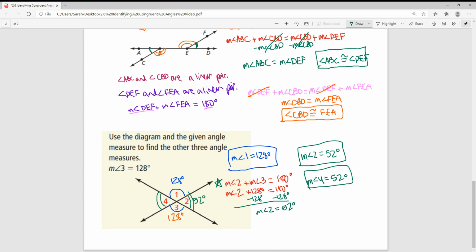On your assignment, you'll be given the same angles, the same picture, but different angle measures multiple times. You'll have to kind of reset from one problem to another. That is it. Hopefully now you're getting really good at finding congruent angles in diagrams.